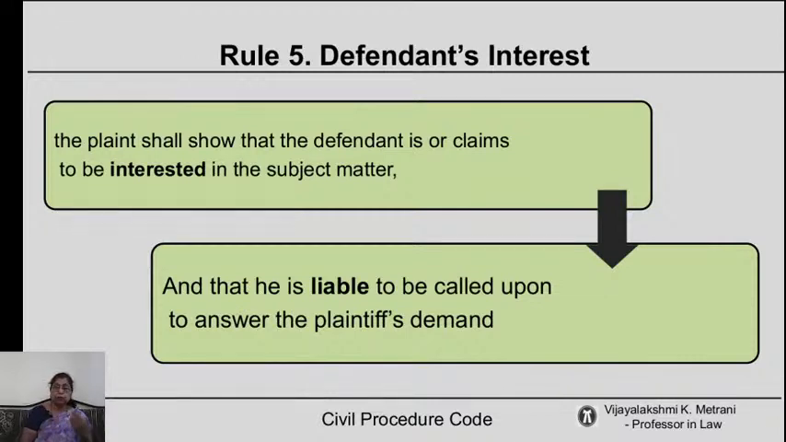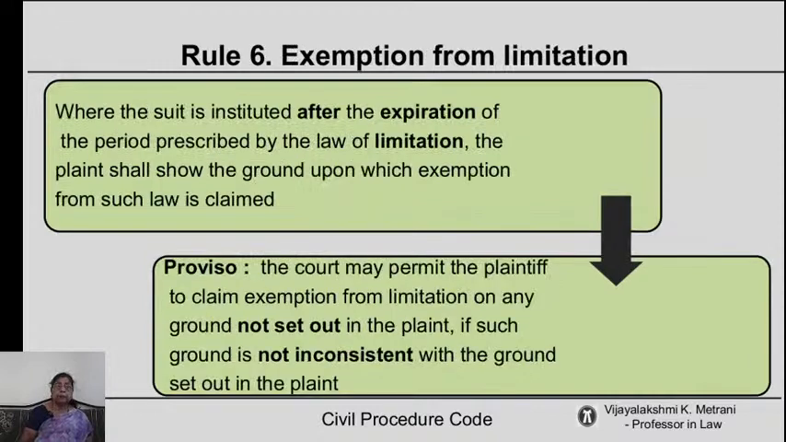So the plaint will show that the defendant is claiming interest in the subject matter. That is to be stated in the plaint, and he is liable to be called upon to answer the plaintiff's demand. ತನ್ನ ಡಿಮಾಂಡನ್ನು ನಾನು ಡಿಮಾಂಡ್ ಮಾಡ್ತಾ ಇದ್ದೀನಿ, ಈ ಡಿಮಾಂಡನ್ನು ಉತ್ತರ ಕೊಡೋಕ್ಕೆ ಅವನು ಹೊಣೆಗಾರ ಇದ್ದಾನೆ. It has to be clearly stated that he is liable to be called upon to answer the plaintiff's demand. This is rule 5. Okay, then coming to rule 6.